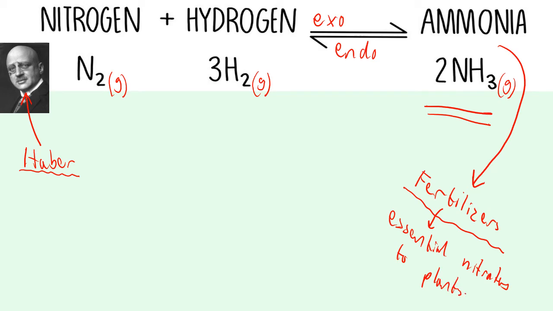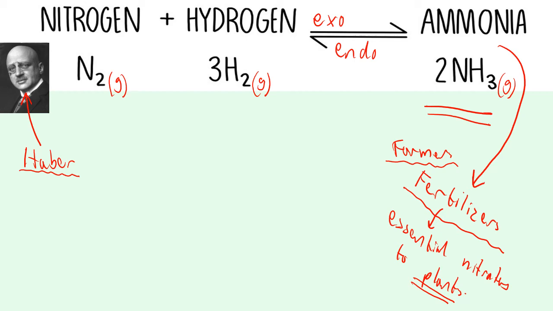So as the world's population has gone up and up and up, it's even more important that farmers have lots of fertilizer to put the nitrates into the soil to help plants grow. So therefore there's enough food for all the people. So this is one of the most used reactions in the entire whole world, always.